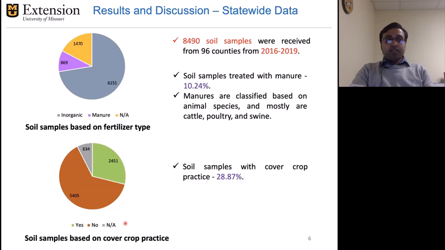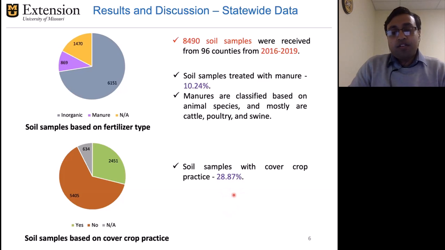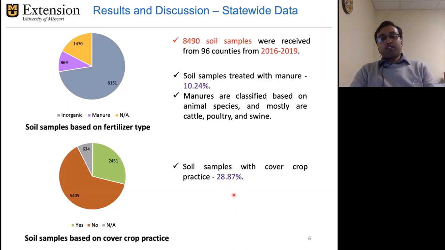And if we talk about cover crop practice, we can see around 29% of soil samples with cover crop practice. It started from 2010 to 2015, before we were collecting samples in 2016. So we looked at some agricultural management history from 2010.